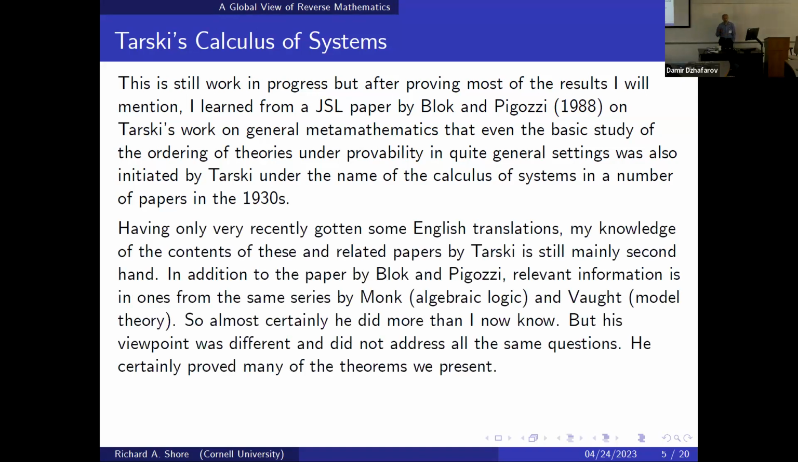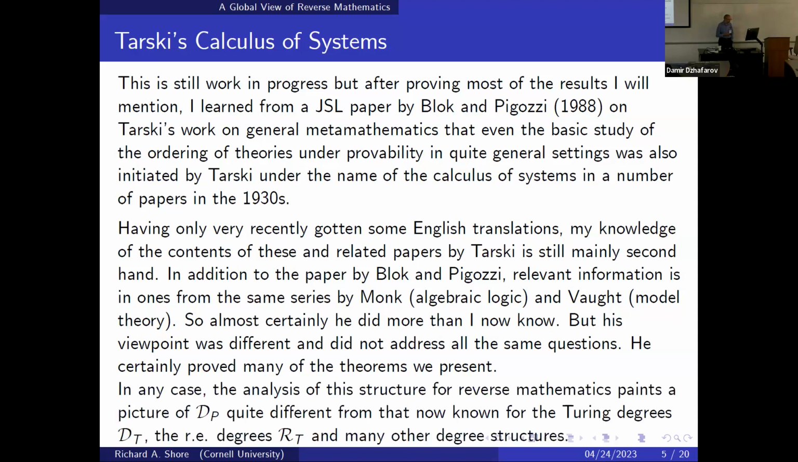And I found out about this from papers written about Tarski in English more recently, and there were several of them. I've now managed to get hold of English translations of some of his papers, and I know something more about what he did, but I'm sure he's proven more than I know about it. But the striking point for me, when I was looking at it, was how different the situation in reverse mathematics was from the situation in Turing degrees and all the other degree theories that computability theorists ever studied.